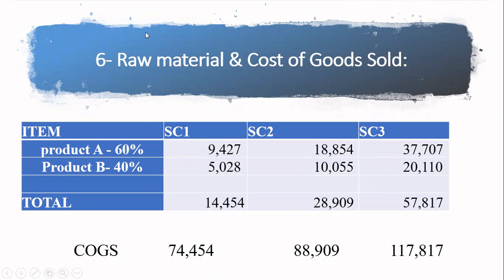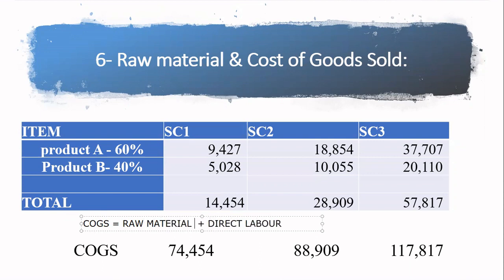One of the most important items that you need to focus on is the COGS, cost of goods sold for production. This COGS is basically a summation of the raw material plus the direct labor. This is important because usually we need to know how much COGS we have in the best case scenario and how much money you need. So it will be the summation of raw material in addition to the direct labor that we have.